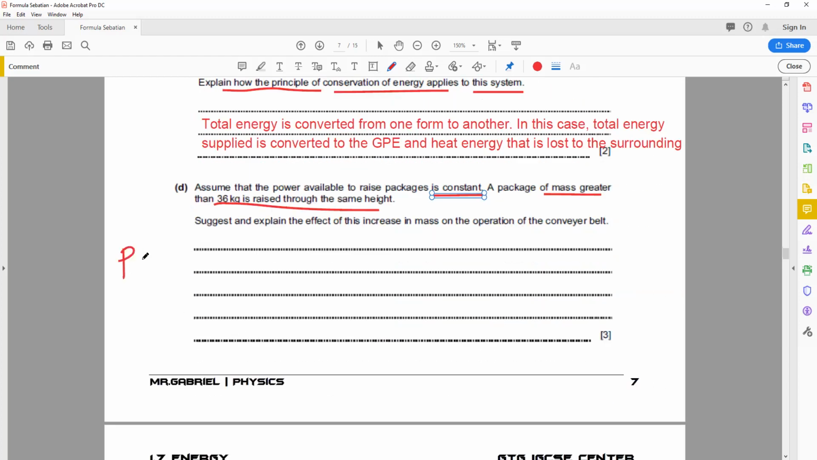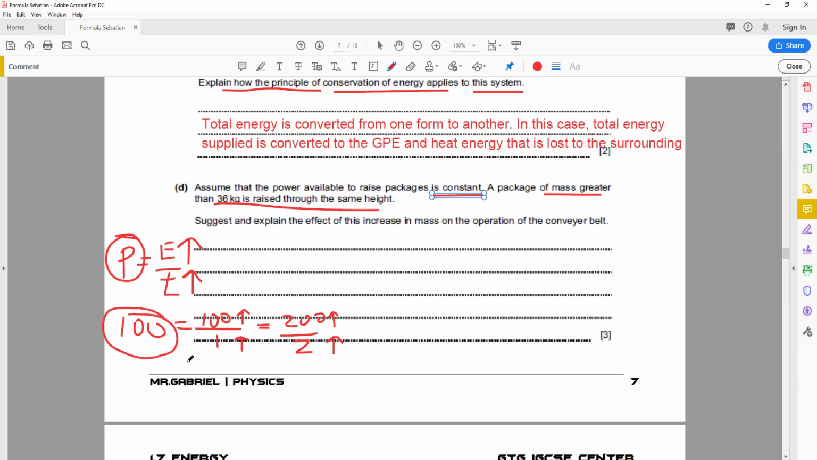And if you think about it, power equals energy over time, right? If my power is constant and I need a greater amount of energy, what happens to the time? More time, bro. Think about this mathematically. 100 equals 100 over 1, right? If I have more energy in this scenario, wouldn't it be like 200 over 2? In other words, if I increase my energy here, my time needed to raise it should be increased also to retain the same power, right?